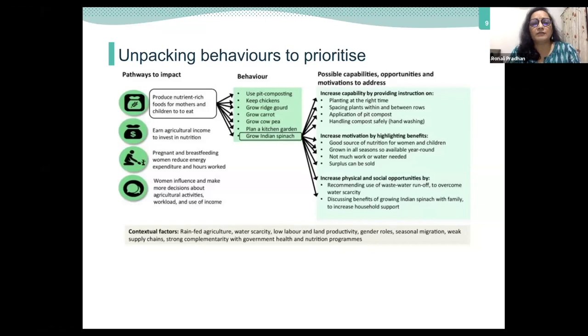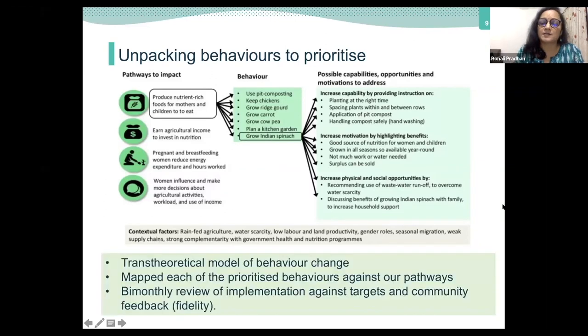So this kind of analysis we did, and for each of the behaviors, we also analyzed the possible capabilities, opportunities, and motivation to address them, because behavior change communication is a complex phenomenon, and we need to identify the most potential and the most appropriate behaviors within the limited project period. So this exercise we did once at the beginning of the project. Then we revisited the list of behaviors every 6 months, all the partners coming together, brainstorming, taking community feedback into consideration, their responses, their demand for next contents and next meetings. And we arrived at all these priority behaviors, which we tried to disseminate to the communities through the videos and the PLA meetings.